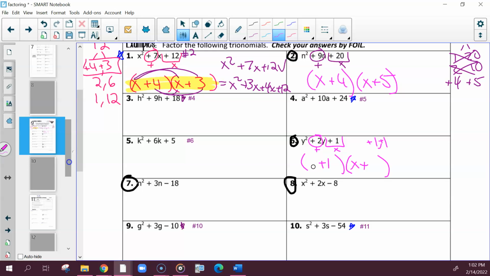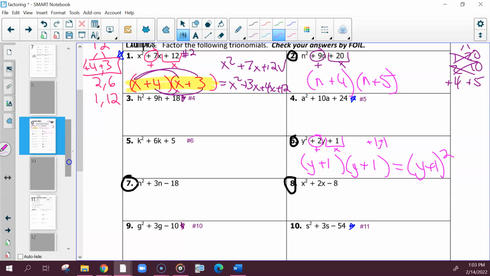I'm sorry, these are y's. And these were n's. If you have a case like this where it's the exact same thing, you could simplify that a little bit and say y plus 1 squared. Because that would be the same. So don't do what I just did. Make sure you have the right variables.